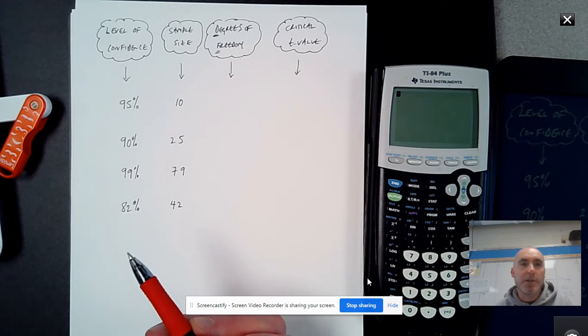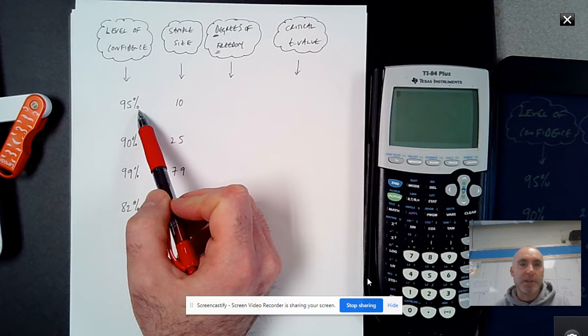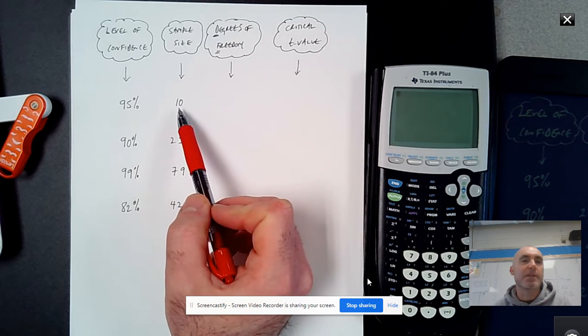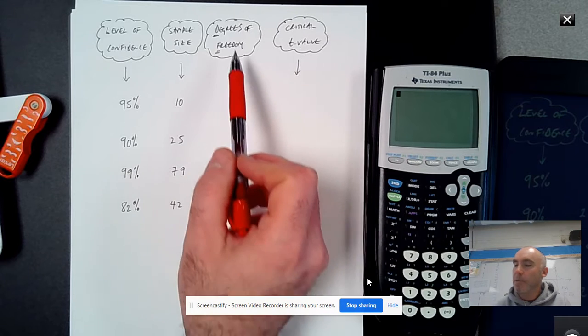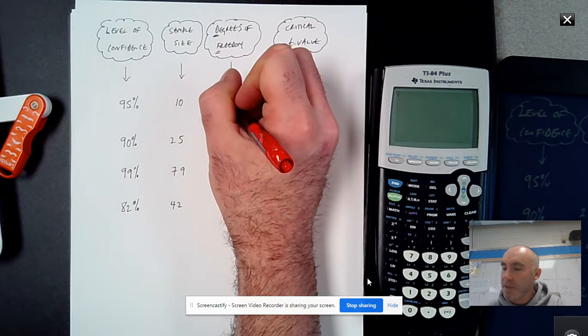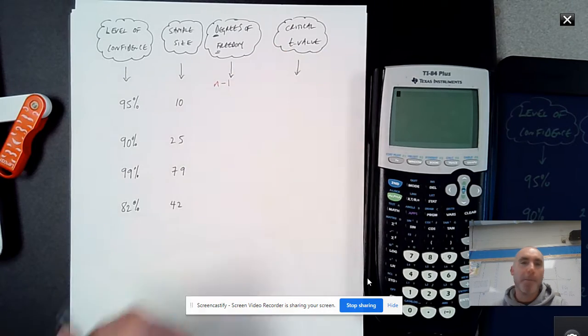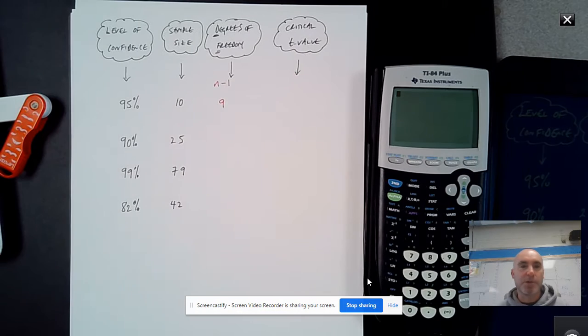Let's say that in a particular question, you were told that the level of confidence was going to be 95% and you were dealing with a sample size of 10. In order to find the critical value for this, we first of all need the degrees of freedom. Now, the degrees of freedom is always the sample size minus 1. So 10 minus 1 gives you 9.